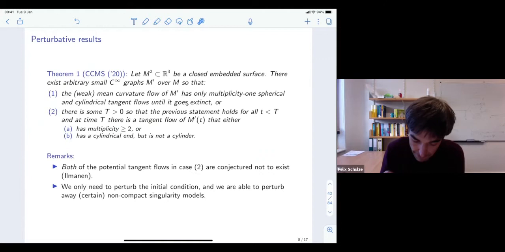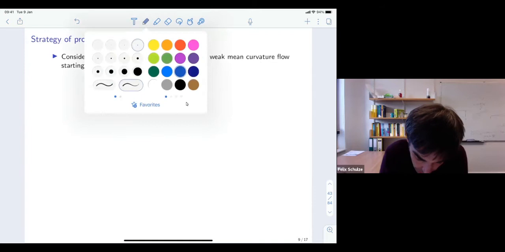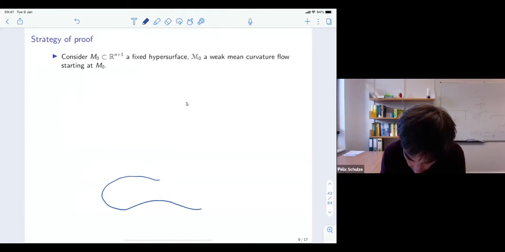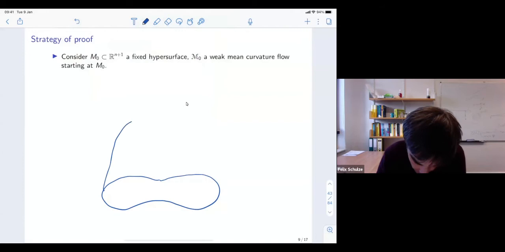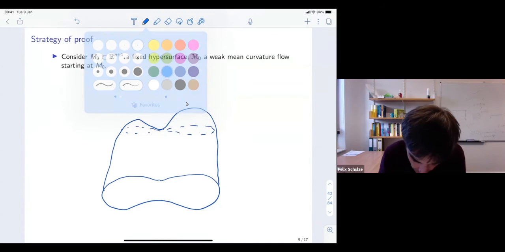We start with an initial hypersurface. Let's do this here in blue. Let me draw a picture, and let's do a space-time track here. Here are the singularities. That's what we had before, the dumbbell. It's mean convex, it shouldn't be mean convex, but that's a bit easier to draw. The idea is then, I'll write this on the next page.